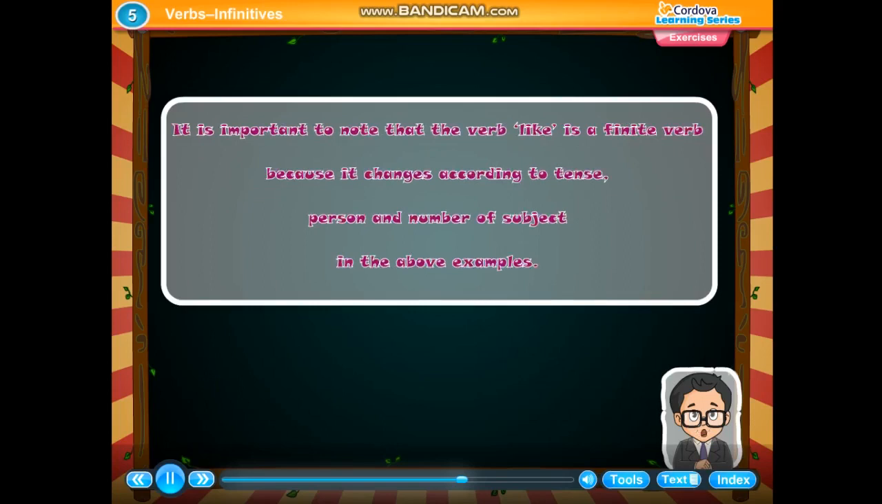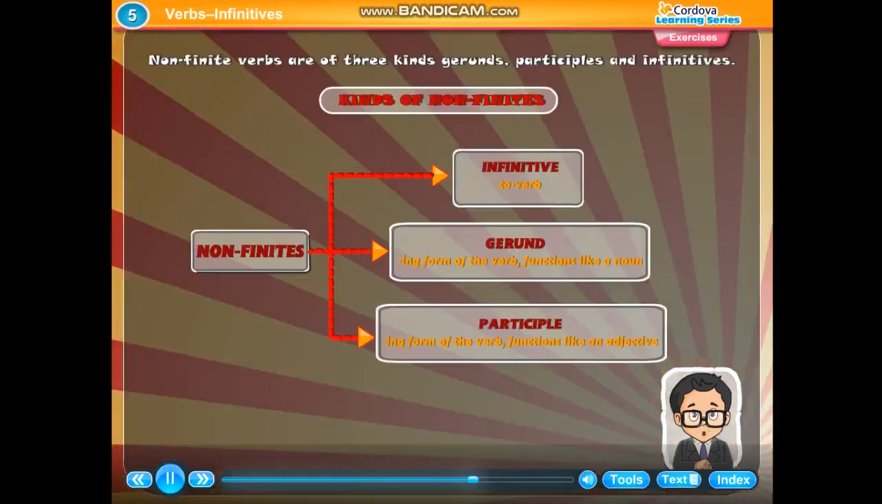It is important to note that the verb like is a finite verb because it changes according to tense, person and number of subject in the above examples. Non-finite verbs are of three kinds: gerunds, participles and infinitives. Kinds of non-finites: infinitive, to plus verb; gerund, ing form of the verb, functions like a noun; participle, ing form of the verb, functions like an adjective.